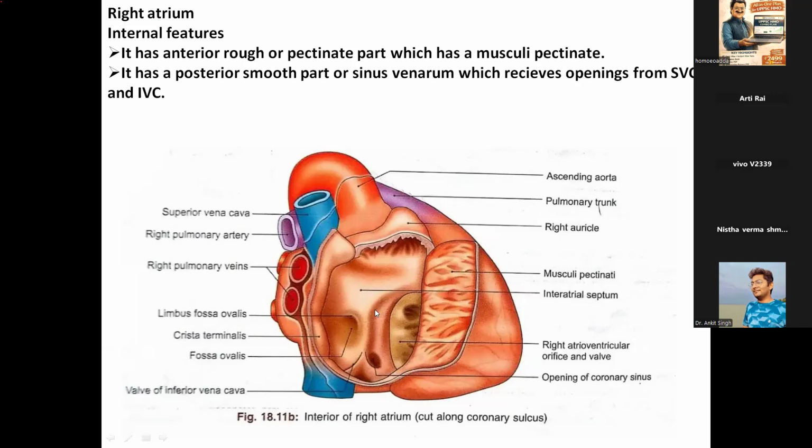This smooth posterior part is also called the sinus venarum, and it receives the opening of the superior vena cava and the inferior vena cava. Both openings are in the posterior portion.